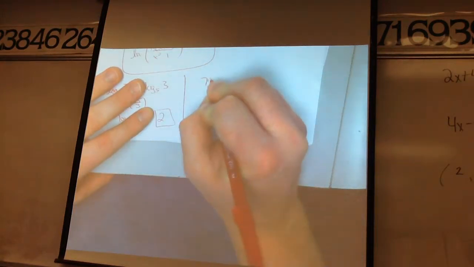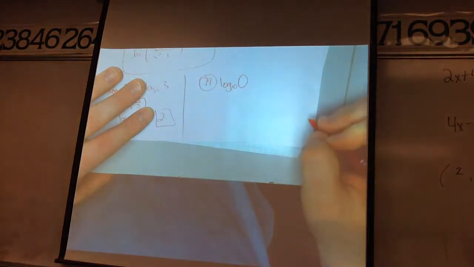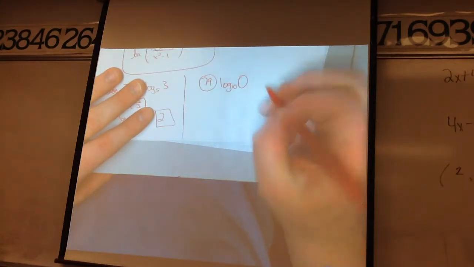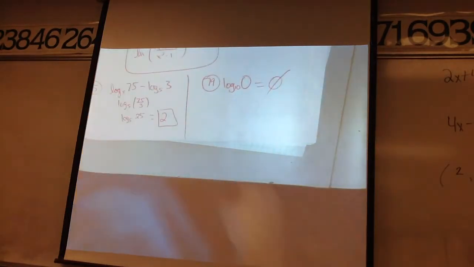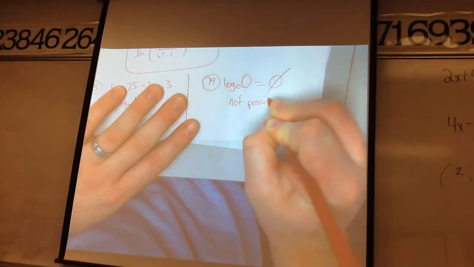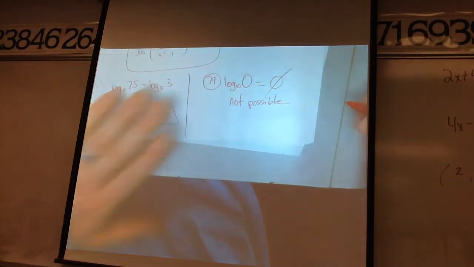How do you get the negative? Log base 10 of 0. What do you get? Nothing. Can't do it. That is a possible answer, one where you just give up. Nothing times itself will get you 0. Not possible. So when there's a negative or a zero, some of them are not possible in that little section.